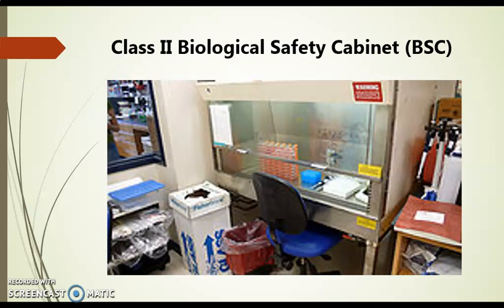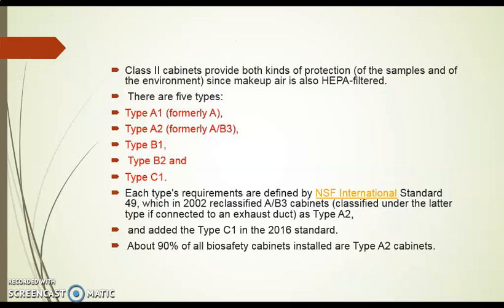Second one is about Class 2 Biological Safety Cabinet. This is the Class 2 Biological Safety Cabinet picture. And these Class 2 cabinets provide both kinds of protection, of the sample and the environment, since makeup air is also HEPA filtered. Mainly there are 5 types.